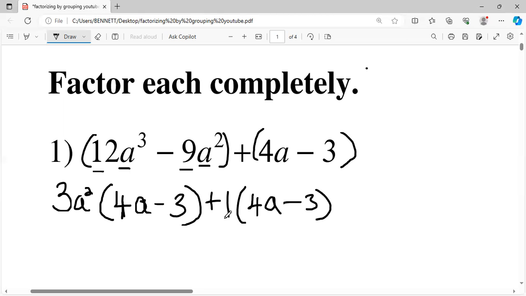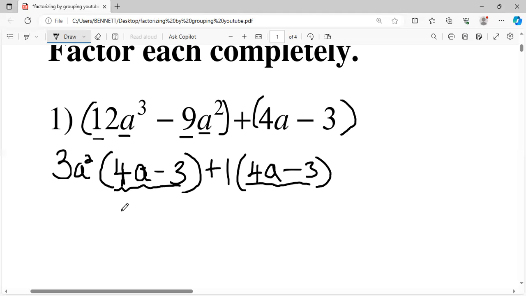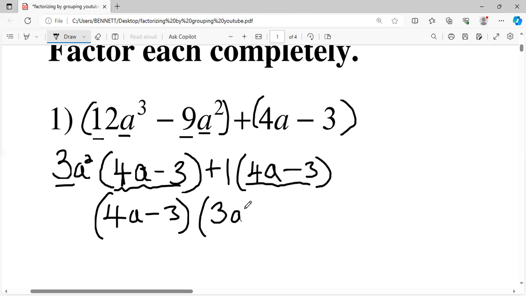Now if you look closely, you see that we have this common to both brackets. So we pull out the 4a minus 3 because that is common. So it's going to be 4a minus 3. And then for the second bracket, we put what is outside, which is 3a^2 plus 1. And there we have it. We have completed it and got the full marks for this question. So it's 3a^2 plus 1, and that would be our answer.